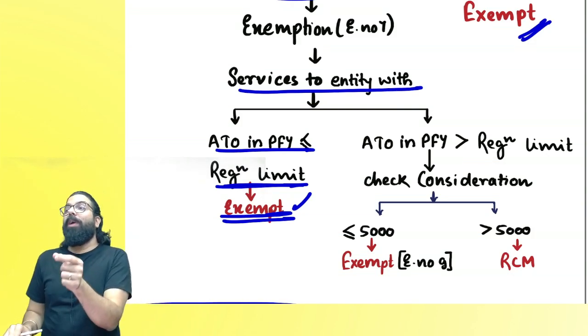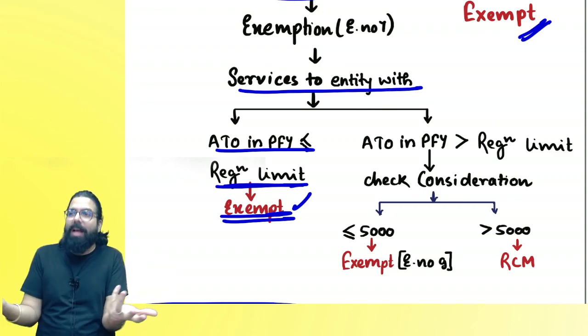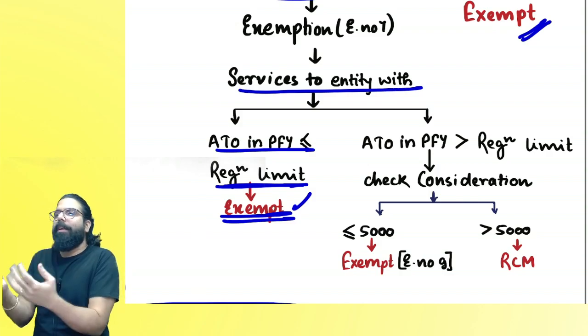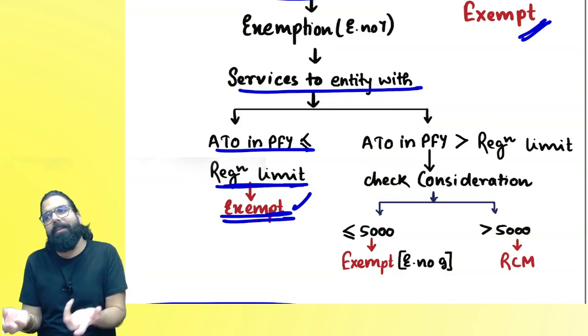Okay? Now what happened? The police went ahead and told me, I'm a registered person. Will I have any problem? Last year turnover more than 20 lakh, 10 lakh or 40 lakh. Then sir, tell me one thing. Do I have to go ahead and pay GST under RCM?